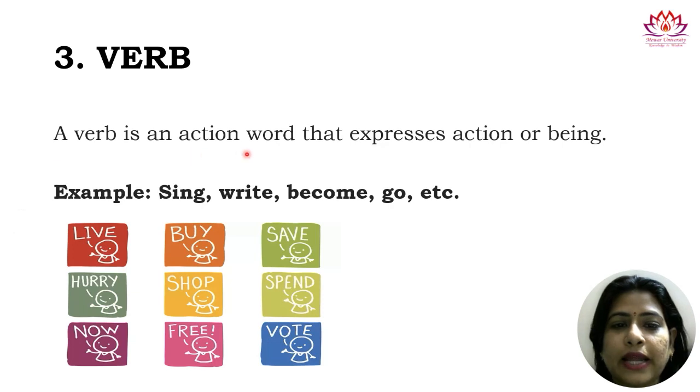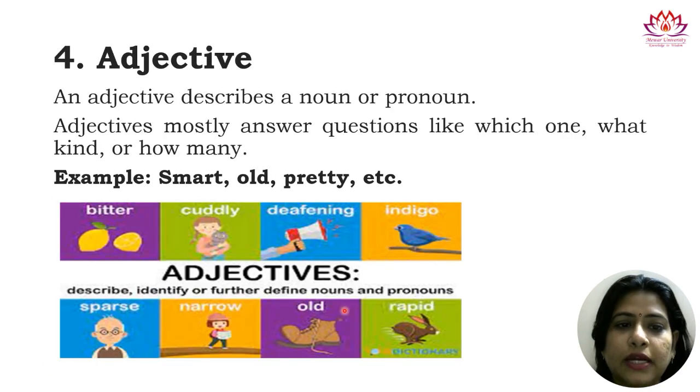A verb is an action word that expresses action or being. For example, live, buy, save, hurry, sing, ride, become, go, etc. So wherever action is involved, a verb is involved. Adjectives. Adjective describes a noun or a pronoun. Adjective mostly answers questions like which one, what kind or how many. Like how smart are you? So smart, old, pretty, all these are adjectives.